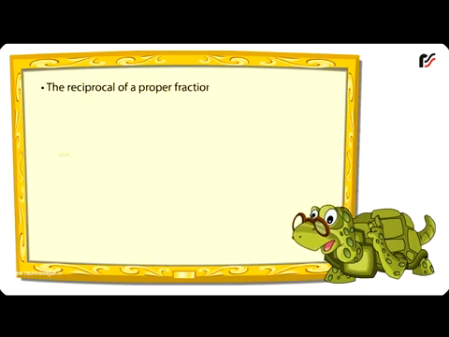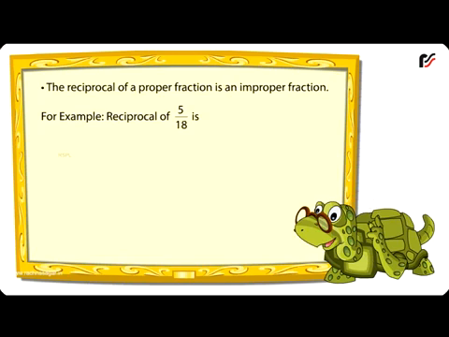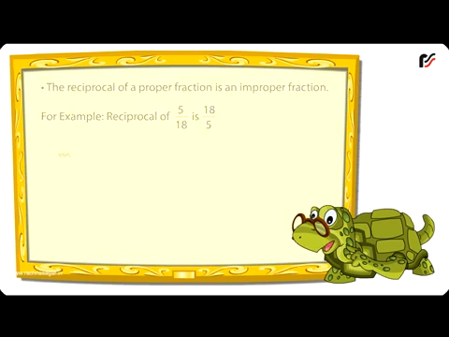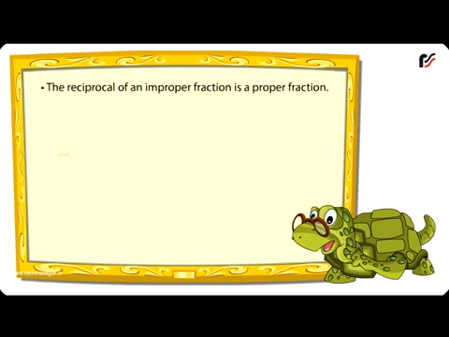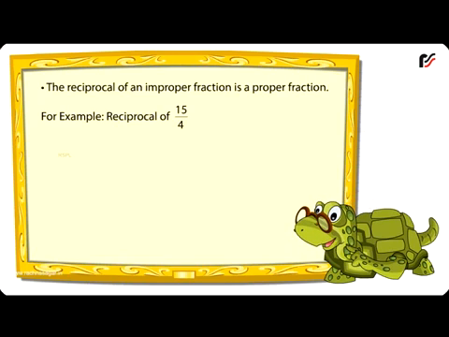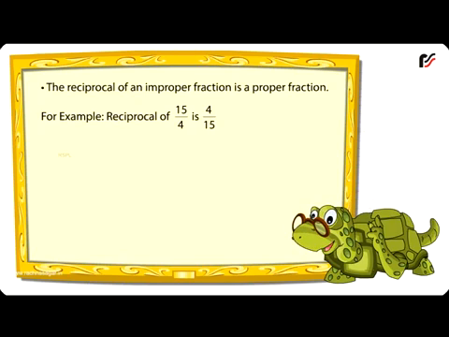Important facts. The reciprocal of a proper fraction is an improper fraction. For example, the reciprocal of 5/18 is 18/5. The reciprocal of an improper fraction is a proper fraction. For example, the reciprocal of 15/4 is 4/15.